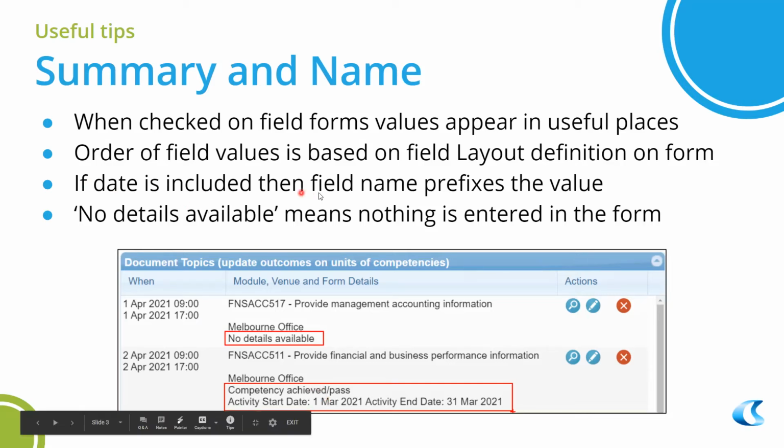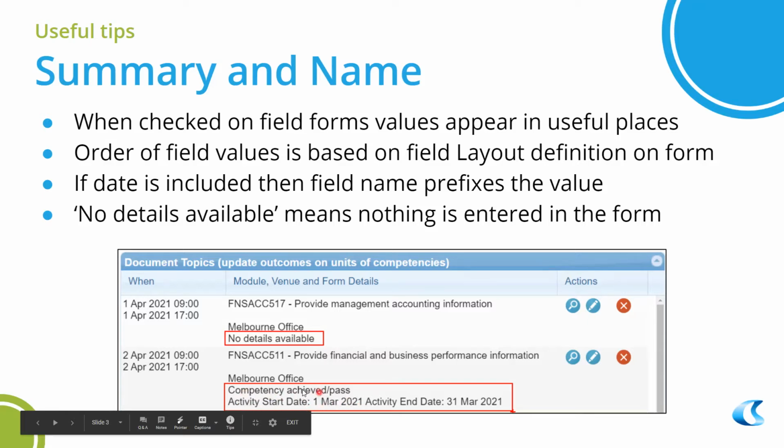If the date is included, then the field name prefixes the value. So you can see here, we've got the date here. In this case, we've actually got the name of the field just before it, because a date by itself is not going to mean too much, right? It's pretty innocuous, it could be any date at all. So the good thing is we have the name of the field just before the date.